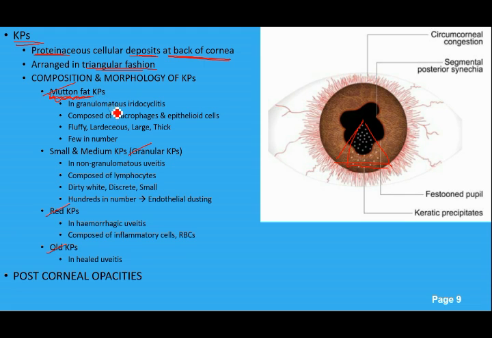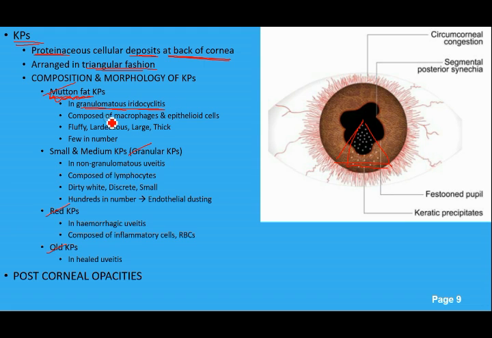Now this is normally seen in a granulomatous type of iridocyclitis. That means inflammation of the iris and ciliary body due to a granulomatous infection. This granulomatous infection can be TB, syphilis, or brucellosis. It even can be a foreign body. In these conditions, what you are going to get is the mutton fat keratic precipitate.